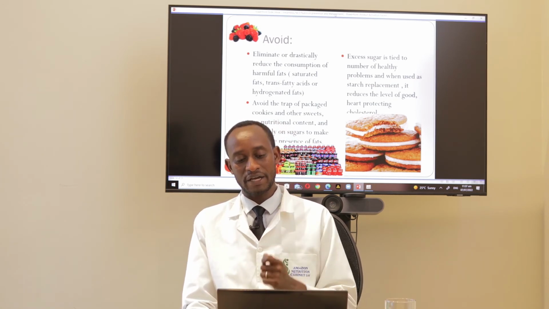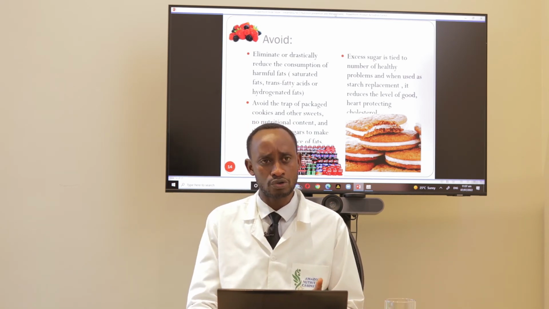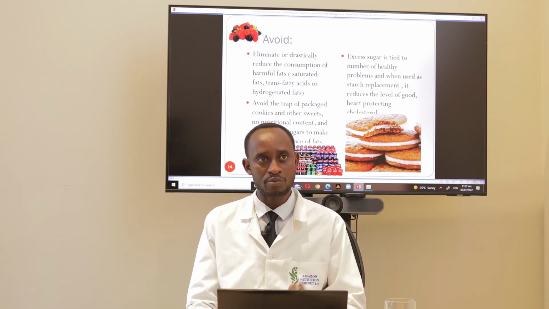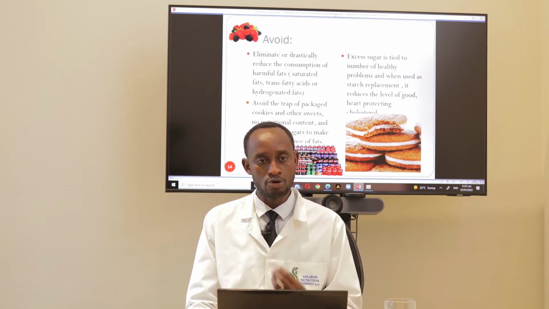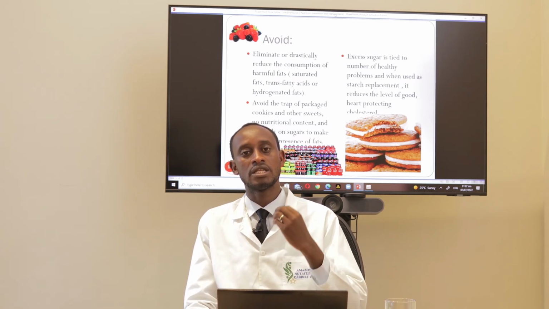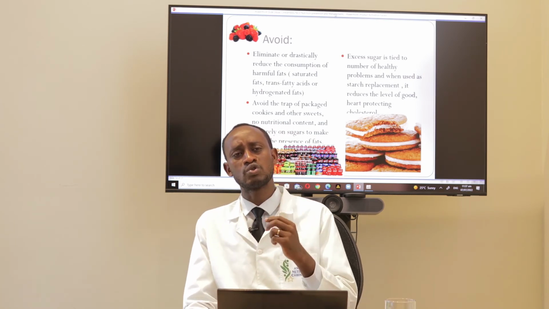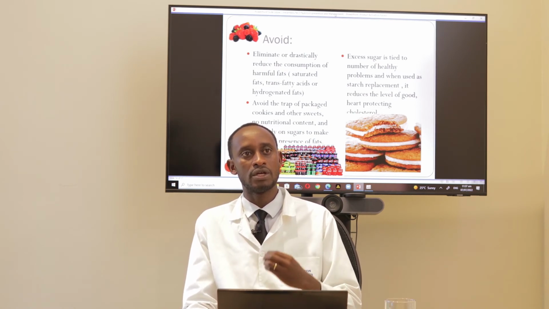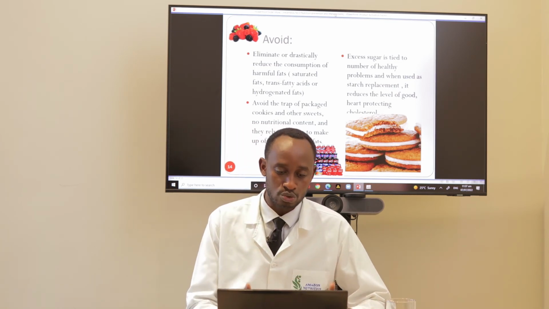Avoid the trap of packaged cookies and other sweets. These sweets and packaged cookies do not have nutritional content. They do not have vitamins. They do not have proteins. They do not have minerals. Remember, proteins are body building, and minerals and vitamins are body protecting foods. When you consume cookies and industrially made food without these body building and body protecting foods, you are putting your life in danger.